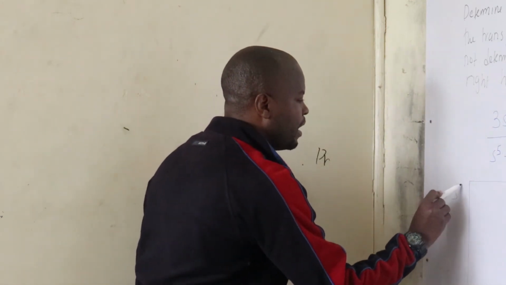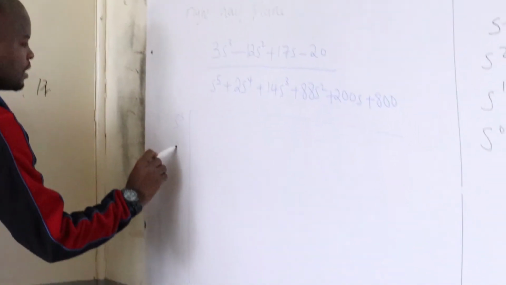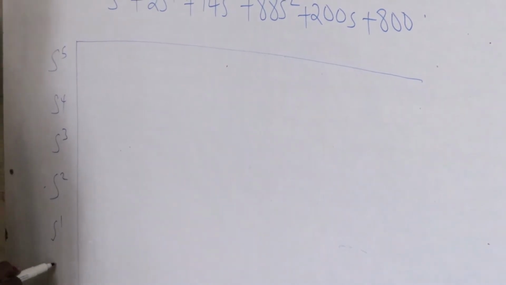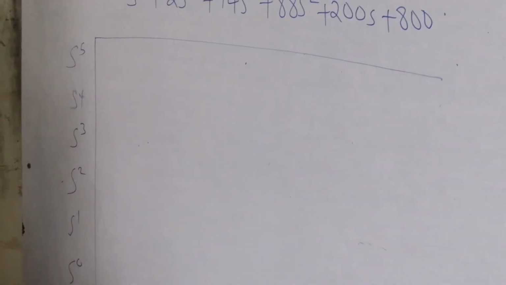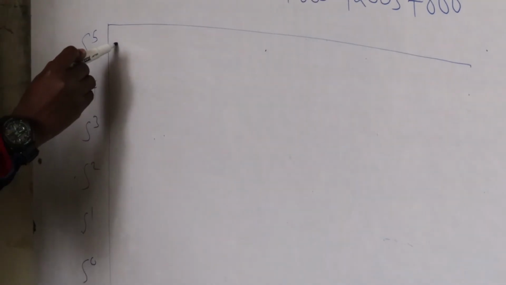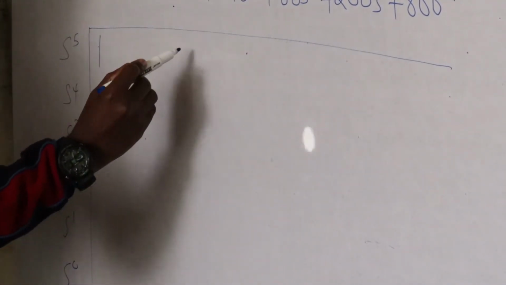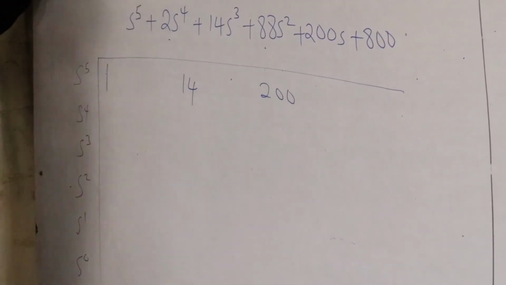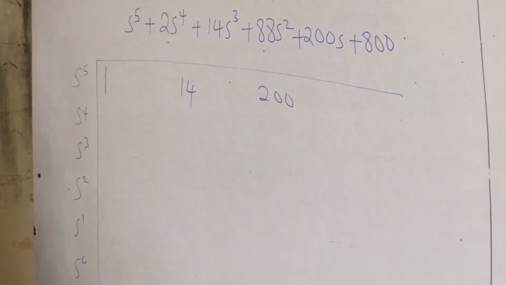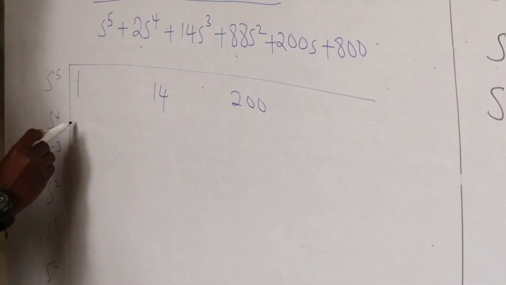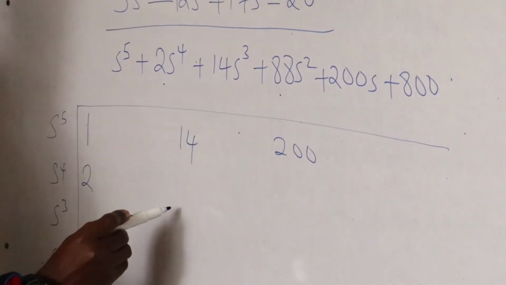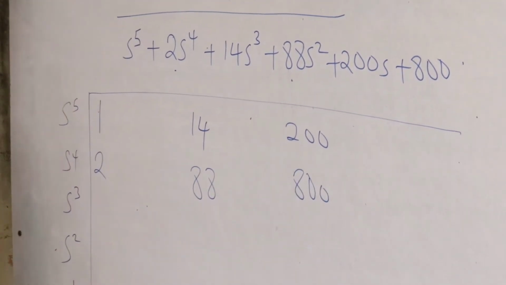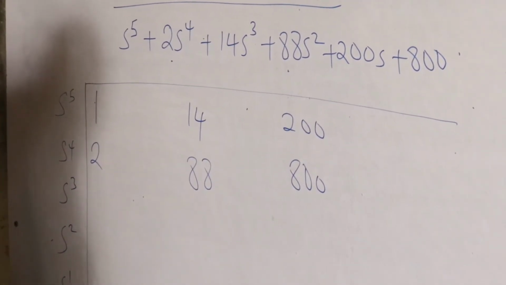So we have s raised to power 5, s raised to power 4, s raised to power 3, s raised to power 2, s raised to power 1, and s raised to power 0. Then what is the coefficient for that? 1, then 14, then 200. Then the next row: 2, 14, 8, 800. Then I can do the calculation for that, then you calculate the rest.